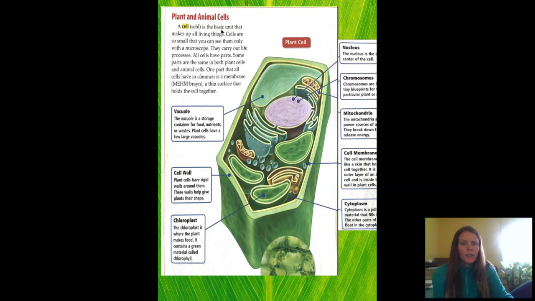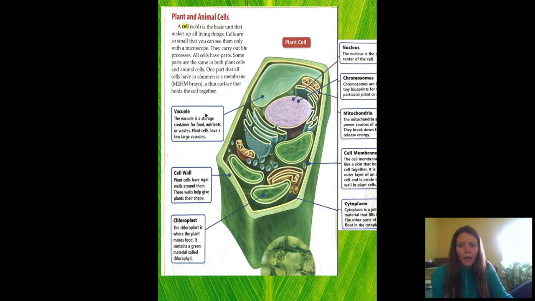A cell is the basic unit that makes up all living things. Cells are so small that you can see them only with a microscope. They carry out life processes. All cells have parts. Some parts are the same in both plant cells and animal cells. One part that all cells have in common is a membrane, a thin surface that holds the cell together.